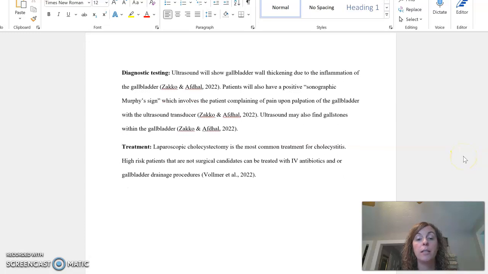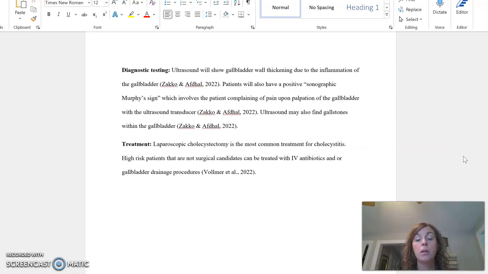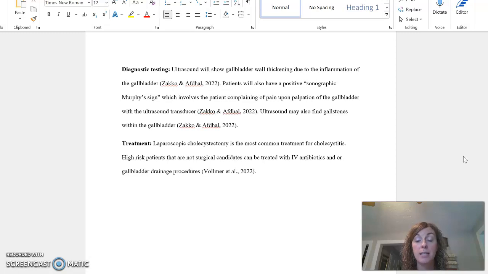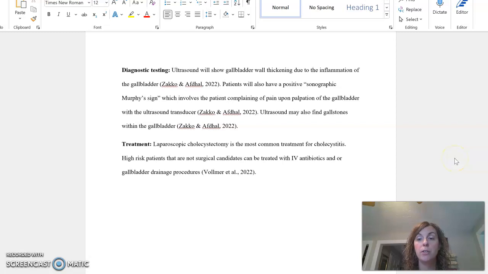Treatment for this condition is typically surgical. A laparoscopic cholecystectomy is the most common treatment. Patients that are at high risk or are not surgical candidates can be treated with IV antibiotics and perhaps have gallbladder drainage procedures. And that's my discussion on cholecystitis.